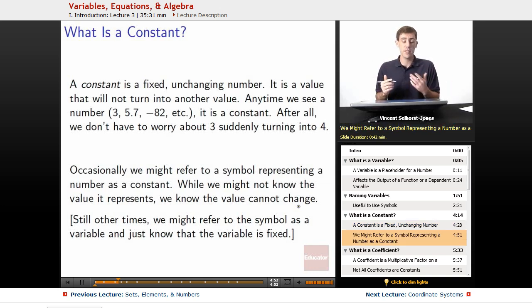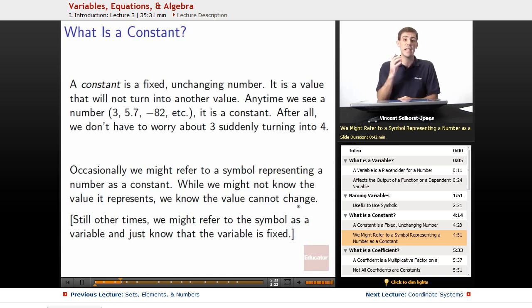Occasionally, we might refer to a symbol that's representing a number as a constant. So we might say A is a constant in this problem. We might not know what value that symbol represents, but we know it can't change. So a constant is something that can't change. And other times, we might even refer to a symbol as a variable and just know that that variable is fixed, that it is a constant variable. Seems kind of like a contradiction in terms, but remember we're using variable more for the idea of placeholder. And while sometimes it varies, sometimes it can also just be a placeholder in general.